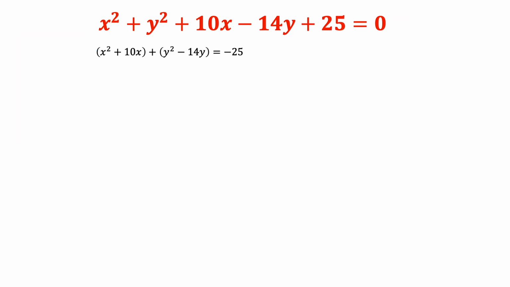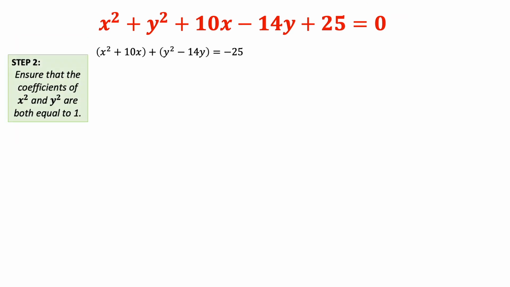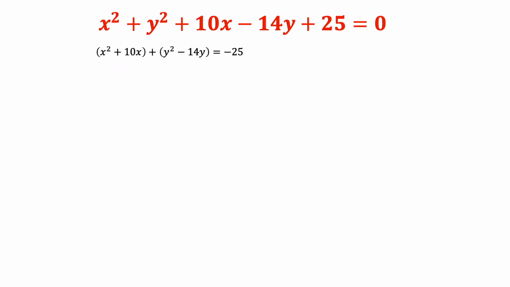In step 2, we need to make sure that the coefficients of x squared and y squared, or the a and b, are both equal to 1. All good. Their coefficients are both 1. Did you know that this step is essential to follow in our future lessons about ellipse and hyperbola?